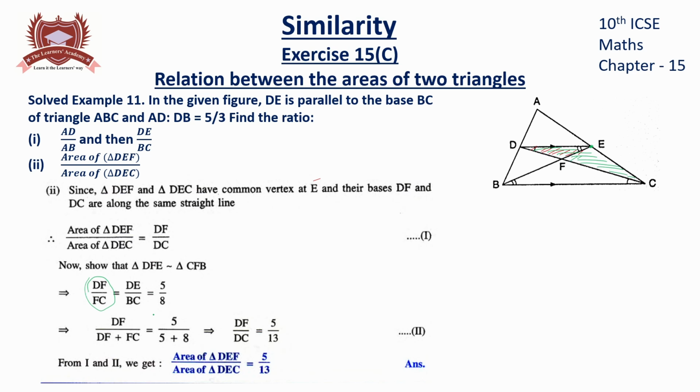Okay, so we end up with, so first thing we are going to do with DF upon FC is we are going to invert it. So by invertendo it can be written as 5 by 8. So by invertendo we can write FC upon DF is equal to 8 by 5. So this is by invertendo. दोनों के रेसिप्रोकल्स ले लिए.